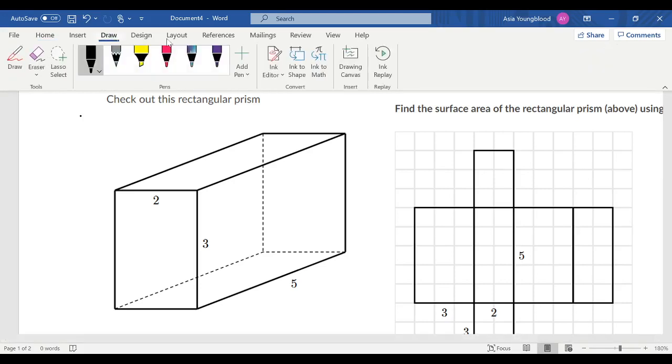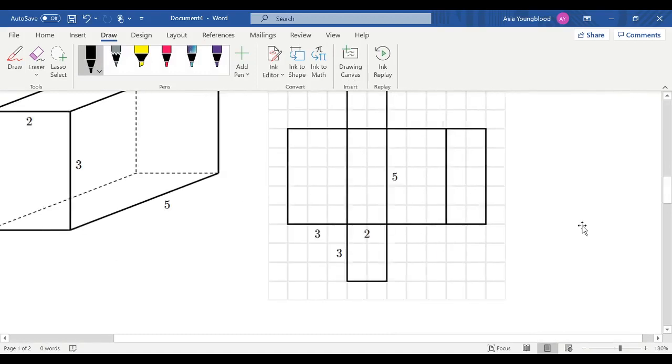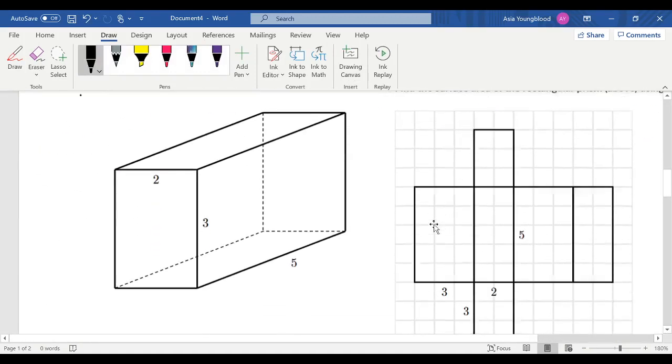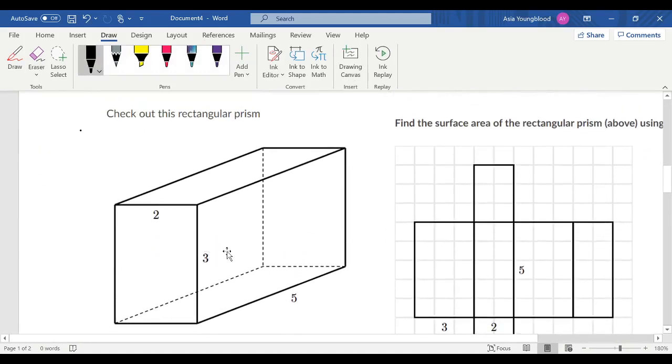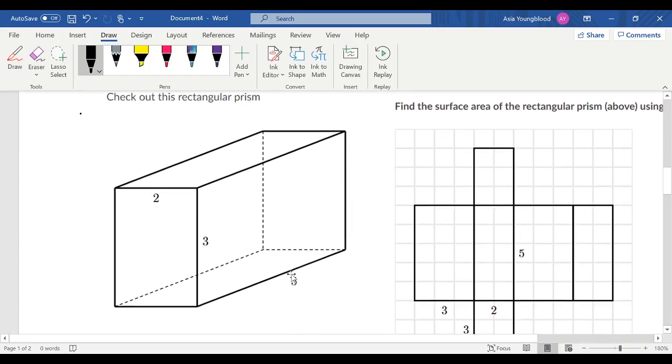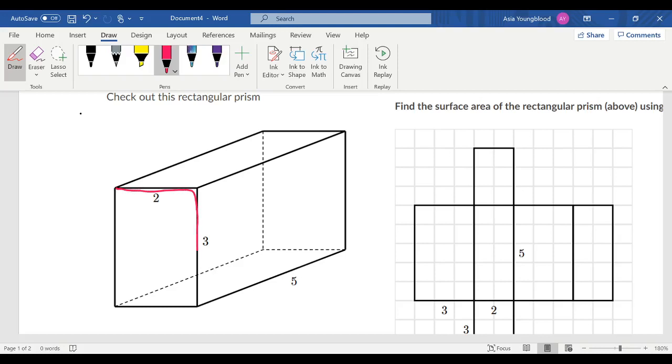But let's go ahead and figure out how this net to find the surface area came from this rectangle. So we see we have these two rectangles in the front and the back that have dimensions 2 by 3, right? So both those dimensions are 2 by 3. So let's use our pink marker first. This rectangle here, 2 by 3, and this rectangle here, 2 by 3.